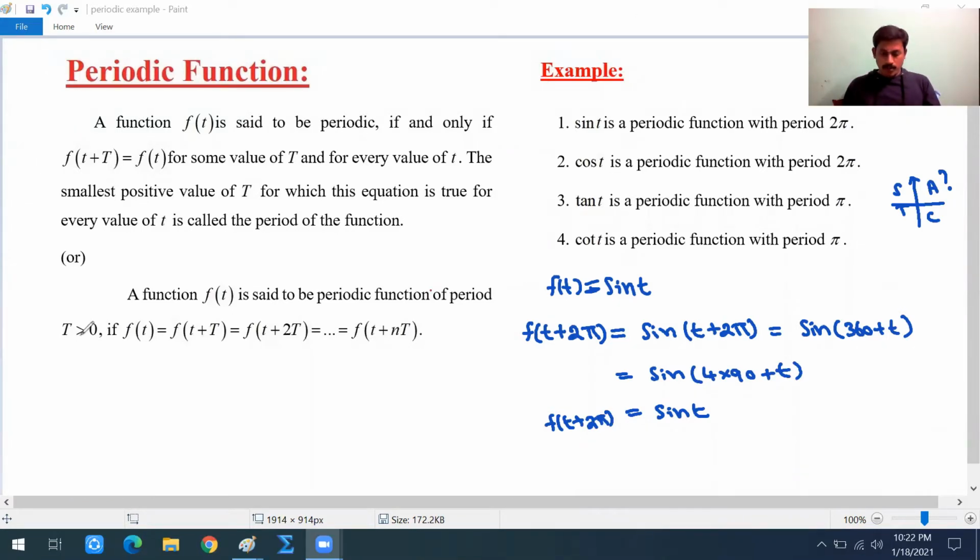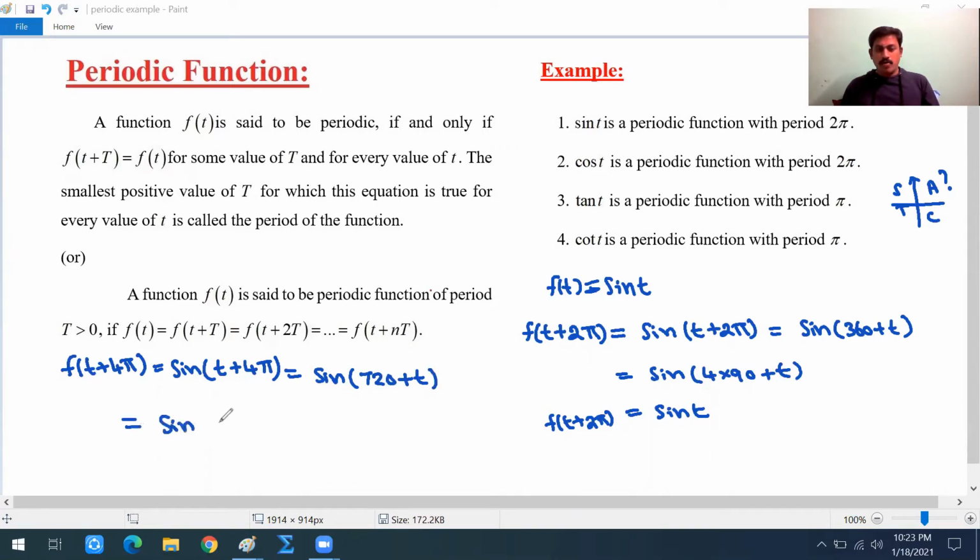Similarly, if you put f of t plus 4 pi, here you will get sine of t plus 4 pi. You will get 720 plus t. 720 can be written as sine of 8 into 90 plus t. So 8 is an even number. We should not change the trigonometric ratio. So we will get same sine t. 720 plus t again lies in the first quadrant. Here all are positive. So f of t plus 4 pi is also equal to sine t.